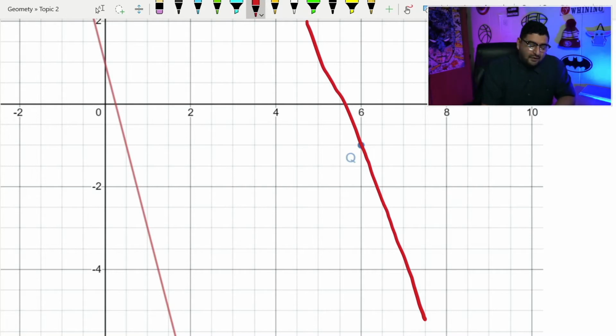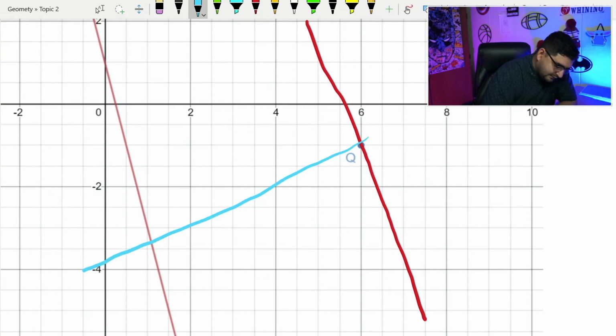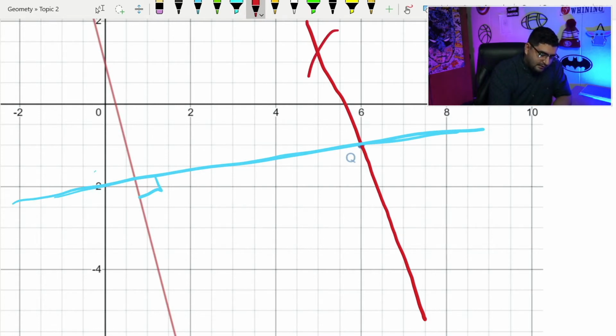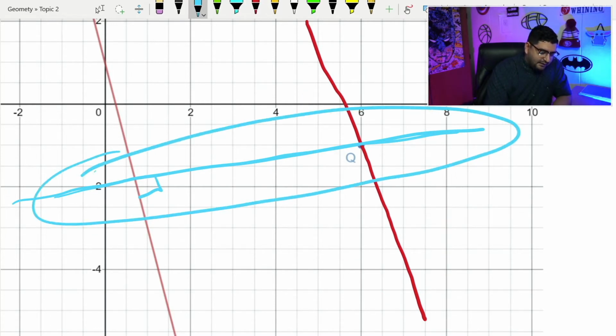Then we're also going to have to draw the equation of a line that is perpendicular but also passes through point Q. So that would be something like this. Or actually, better yet, something like that. That goes through the red line perpendicularly but also goes through point Q. So this is what we're trying to do. One equation that's parallel and goes through point Q, and another equation of a line that's perpendicular to the red line and goes through point Q as well.